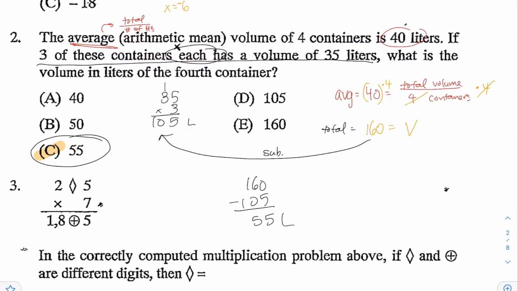So here you have to use the definition of average, which is a total divided by the number of data, and then just solve for the total and subtract.